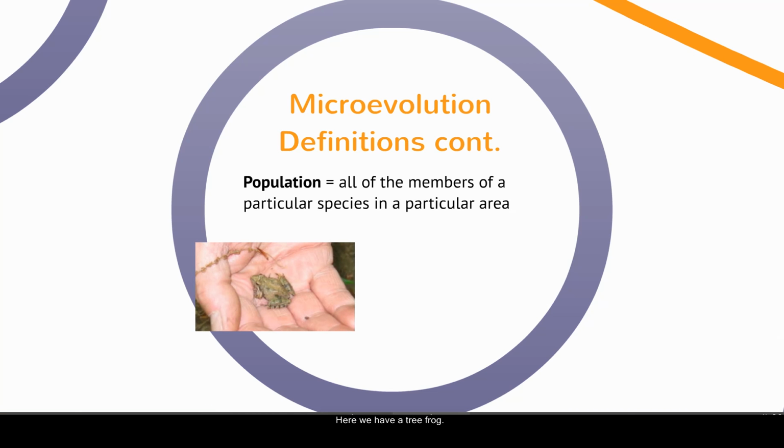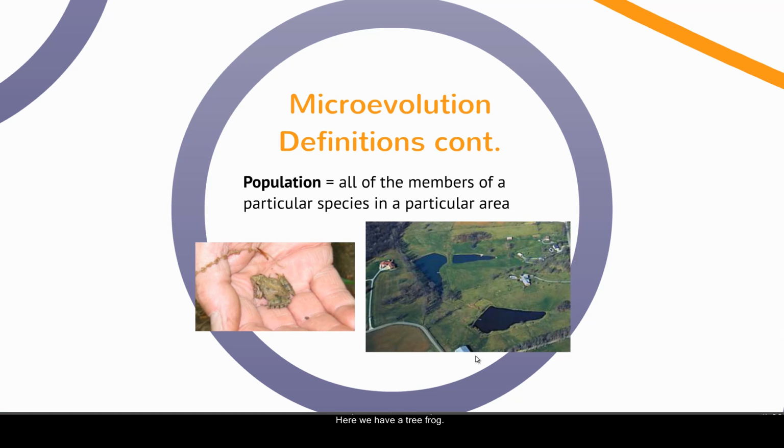So here we have a tree frog. All of the tree frogs that live in this pond would be a population, all the tree frogs in this pond would be a population, and all the tree frogs in this pond would be a population.